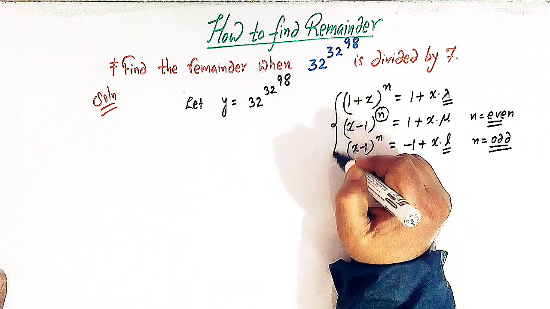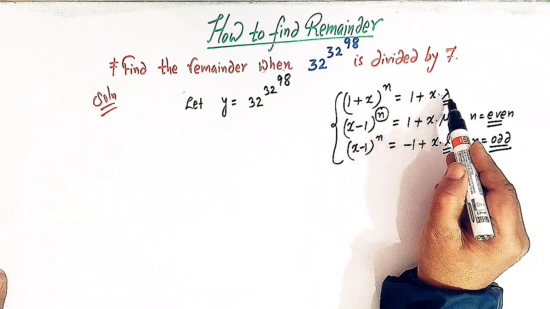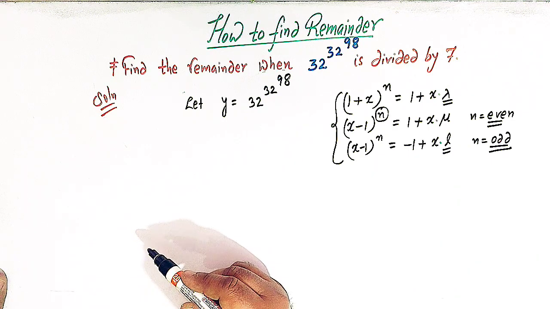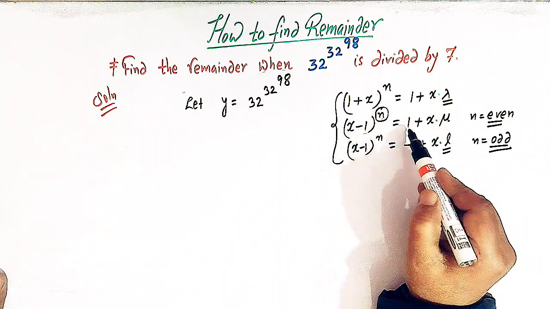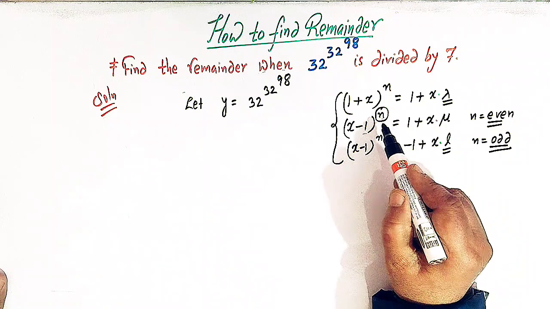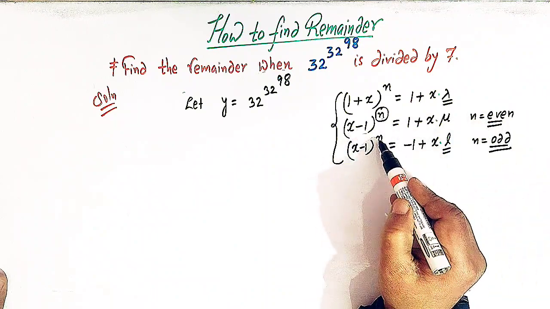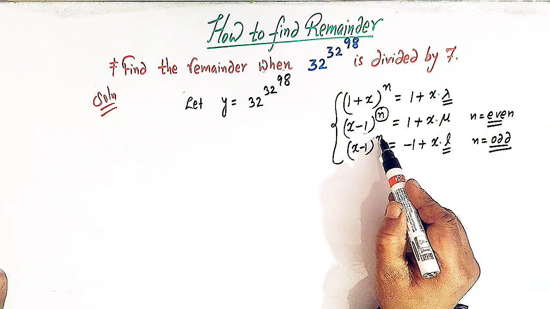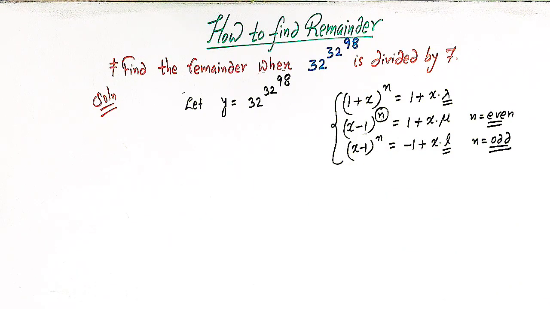So we have here three cases. In the first case, (1 + x) raised to n can be written as 1 + x times lambda, where lambda is some positive integer and n is also a positive integer. And when we have (x - 1) raised to n, then this number can be written as 1 + x times mu, where mu is some positive integer, and this form is valid when n is even. But when we have (x - 1) raised to n and n is an odd positive integer, then (x - 1) raised to n can be written as -1 + x times L, where L is some positive integer.